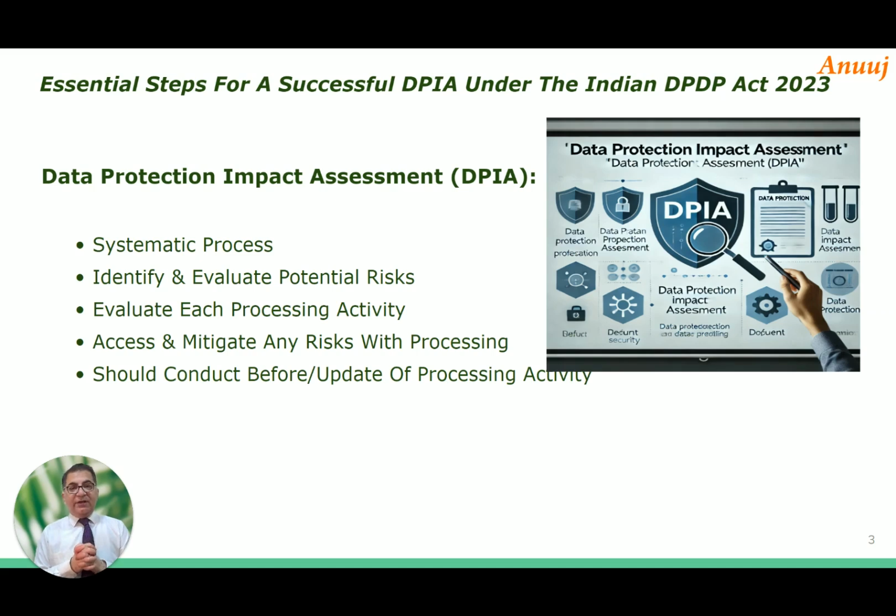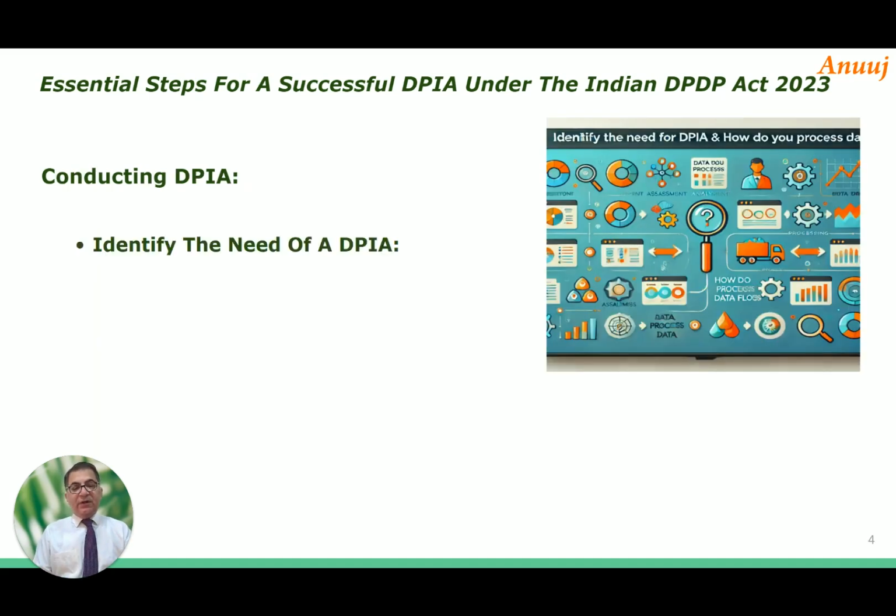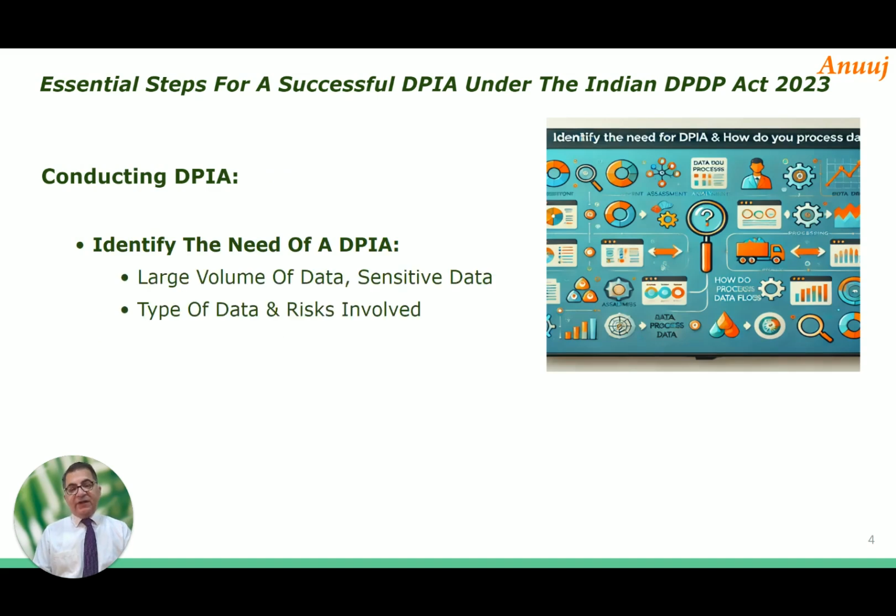You should conduct DPIA every time you update your processing activities, and obviously before you start a new processing activity. It is also expected that if you are trying to be compliant with the DPDP Act, you should conduct DPIA for all the current data processing activities that you perform in your organization. So what are the basic steps of doing it? You should first of all identify the need for DPIA.